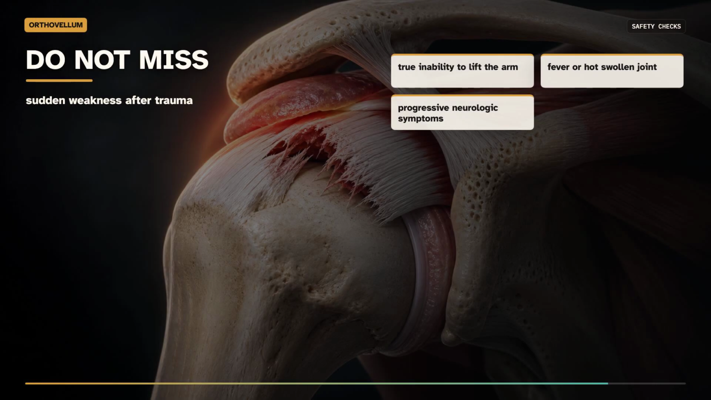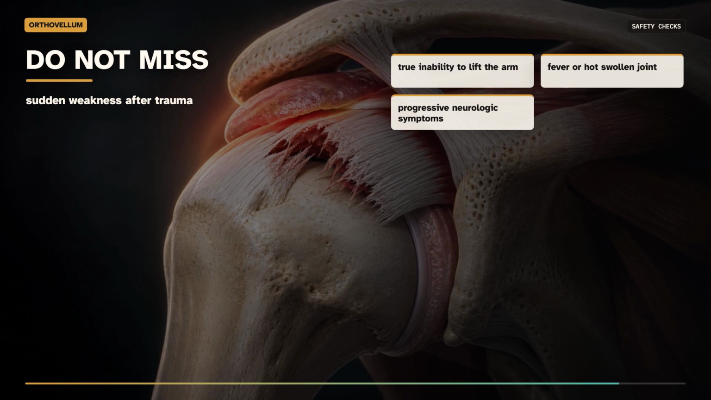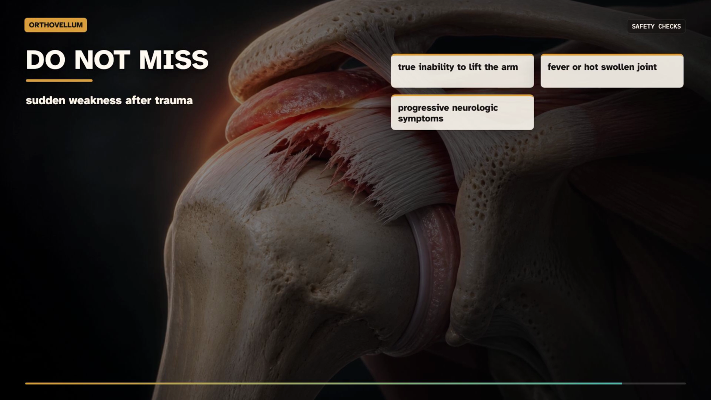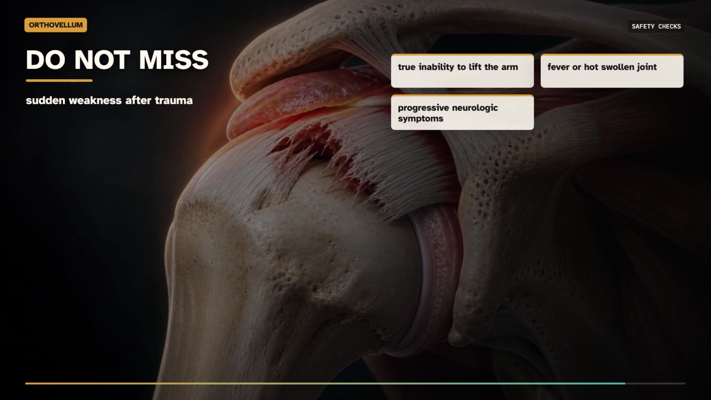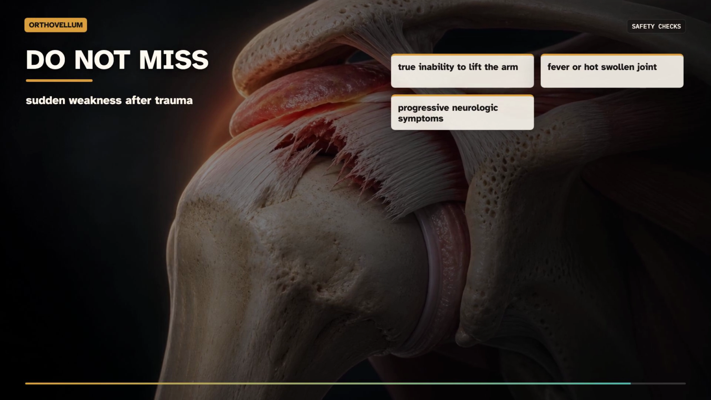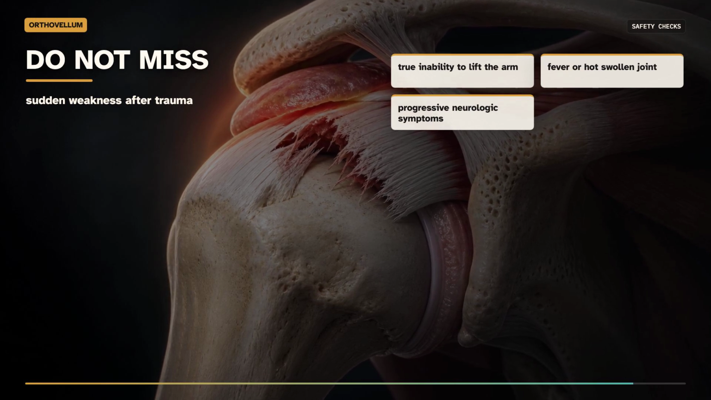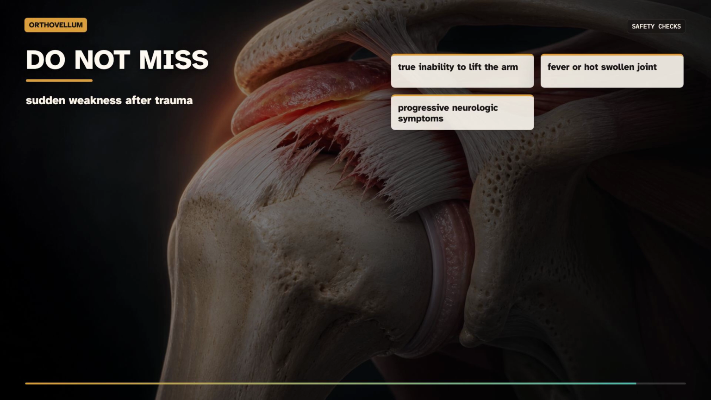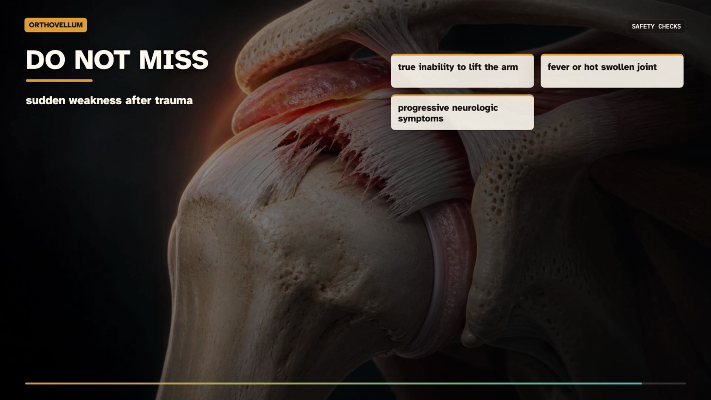Red flags and urgent features include sudden weakness after trauma, true inability to lift the arm, fever or hot swollen joint, progressive neurologic symptoms. Red flags do not mean panic. They mean the pathway changes, earlier assessment, different imaging, or urgent specialist review. For patients, this is the safety net. For residents, this is how you avoid anchoring on a common diagnosis while missing the dangerous one.